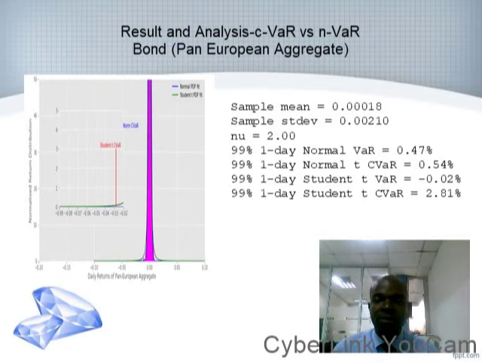For bond, we display pan-European aggregates computation. Sample mean is 0.0018. Sample standard deviation is 0.0021. Normal VaR is 0.47%. Normal CVaR is 0.54. Student TVaR is minus 0.02. Student TCVaR is 2.81.